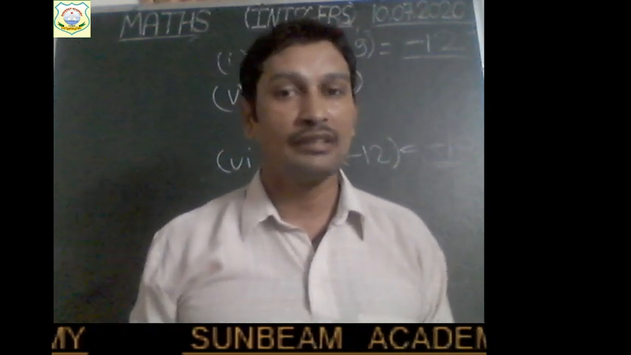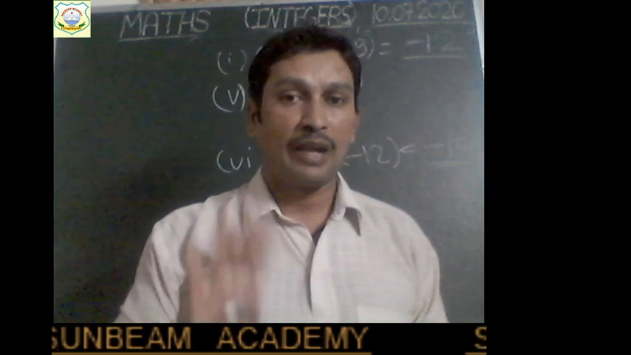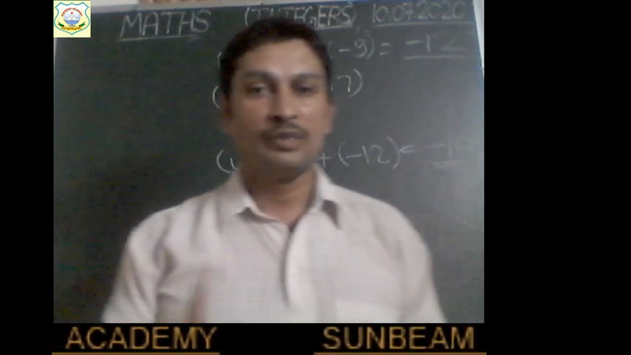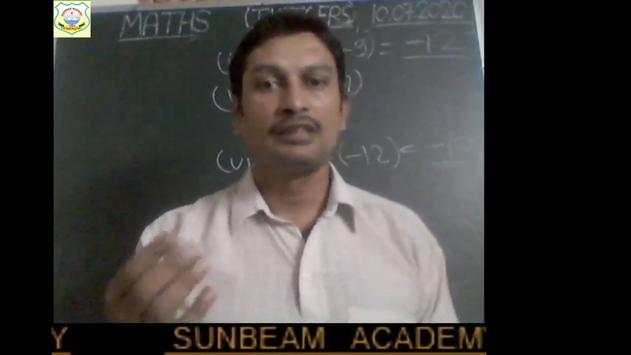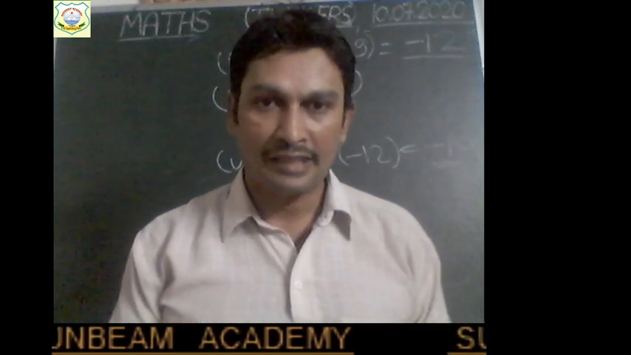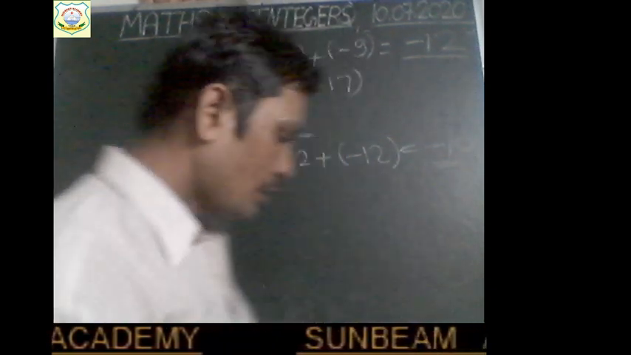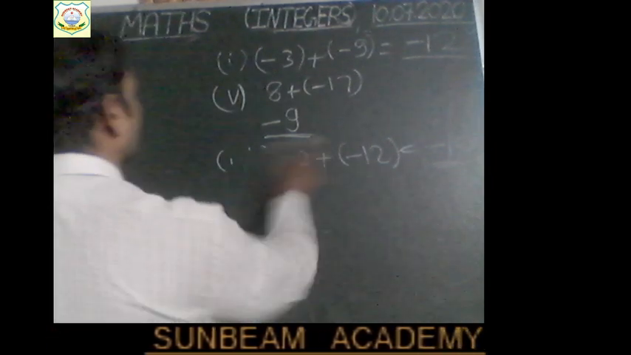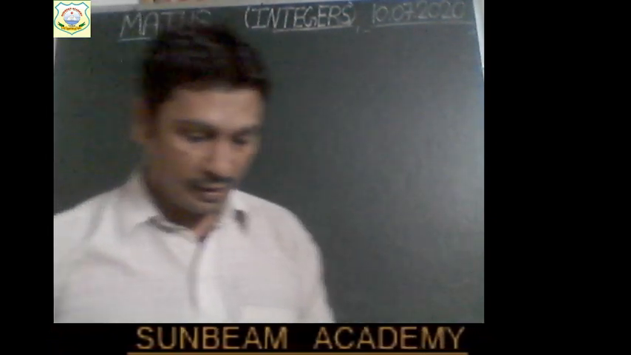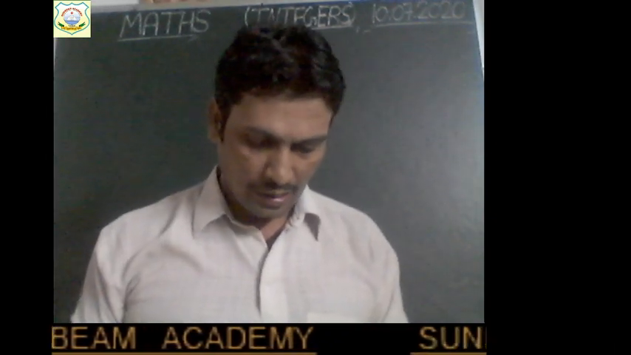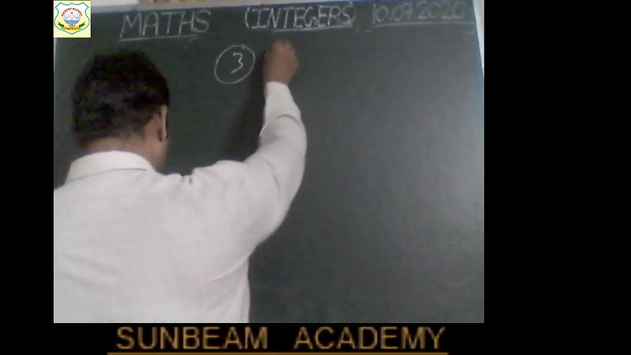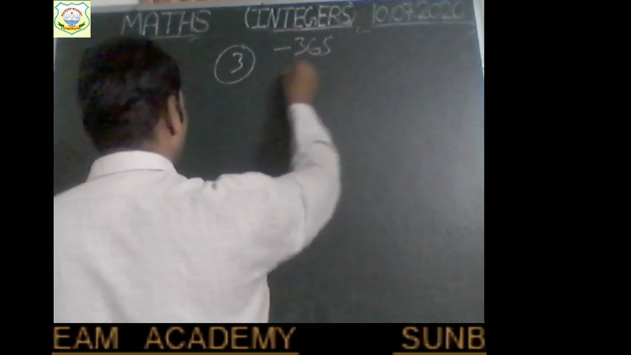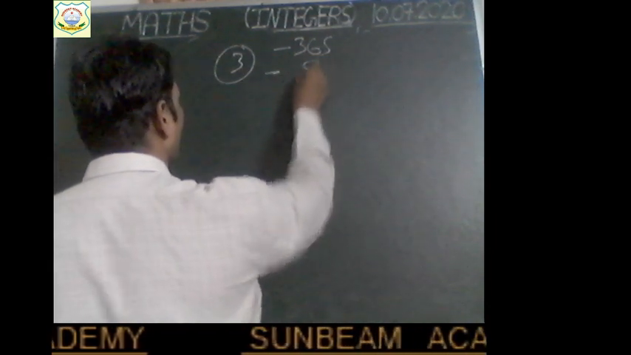So I am moving to the next question, question number 3. Whatever parts I am not solving here are to be solved by yourself. Okay, that will be considered your homework. Right, children? Now question number 3. What is question number 3, children? Here we have to add some integers. You can see, for example, we have to add minus 365 and minus 87.